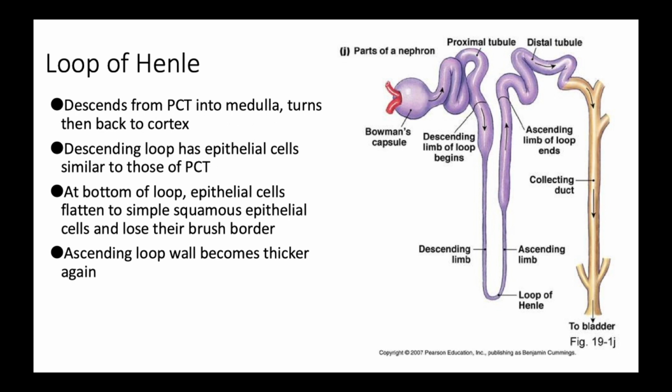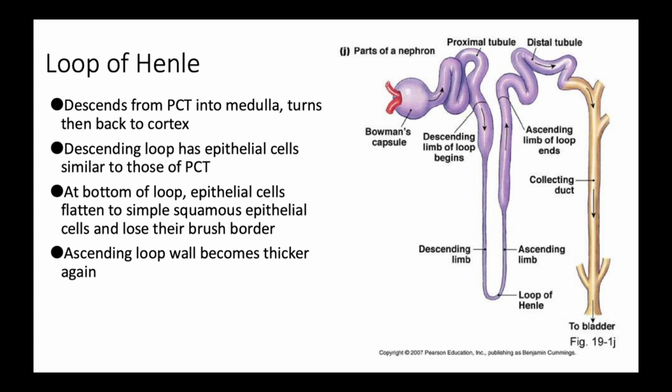All right, then we've got the loop of Henle. The loop of Henle continues from the PCT and descends down into the medulla of the kidney, then makes a U-turn and heads back up to the cortex. The descending part has cuboidal epithelial cells, similar to the cells of the PCT, including the brush border. As the loop of Henle makes its U-turn, the walls become thinner and the epithelial cells flatten into simple squamous epithelial cells, and they actually lose that brush border. The lumen gets narrower here too.